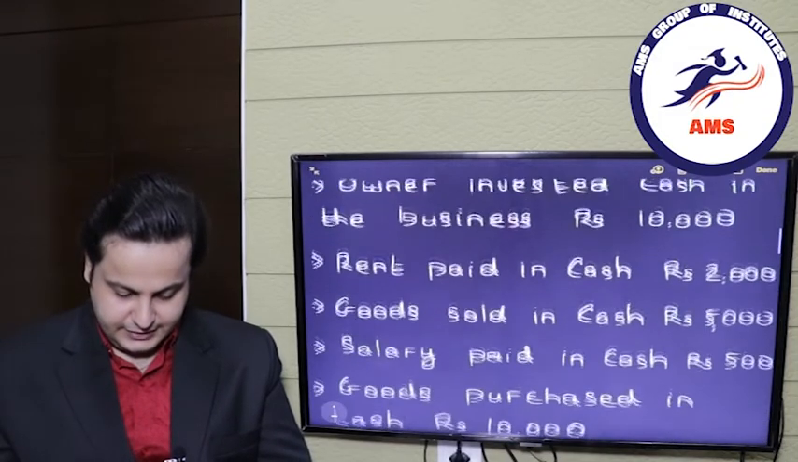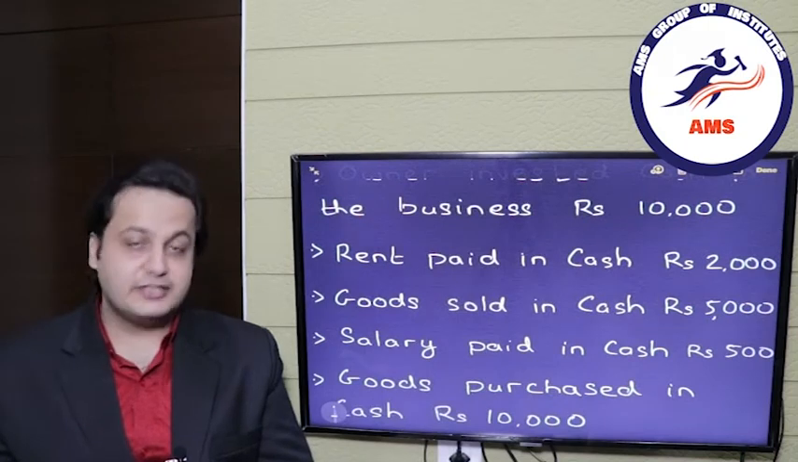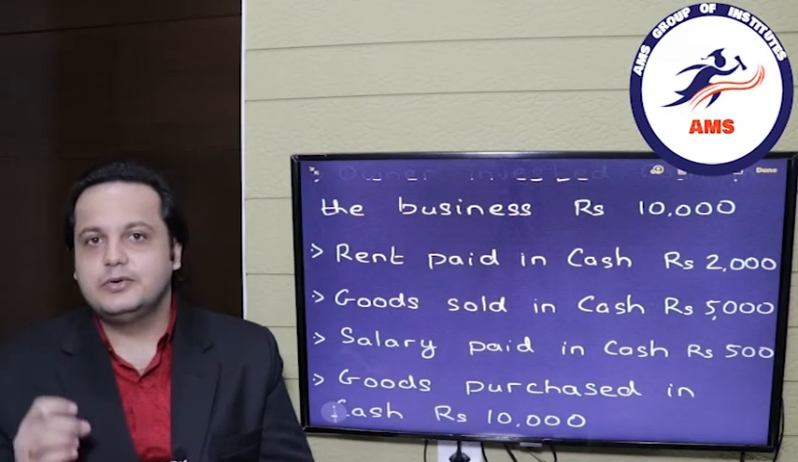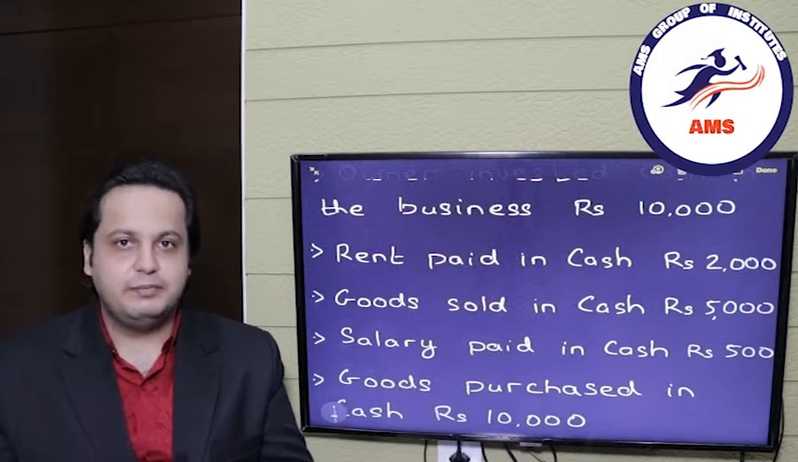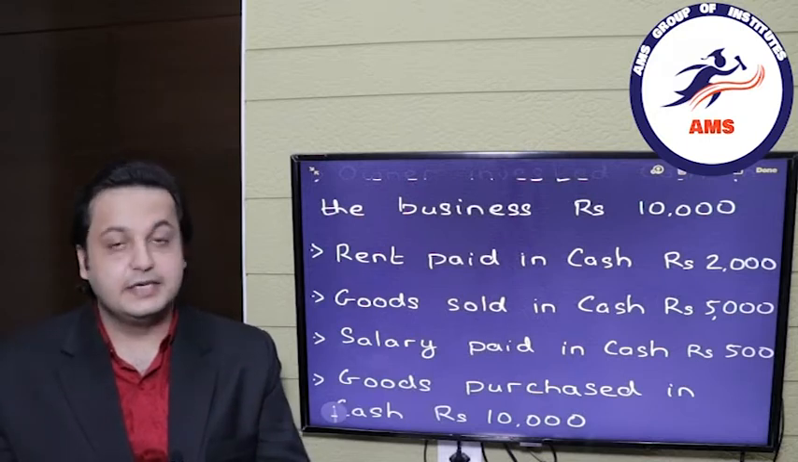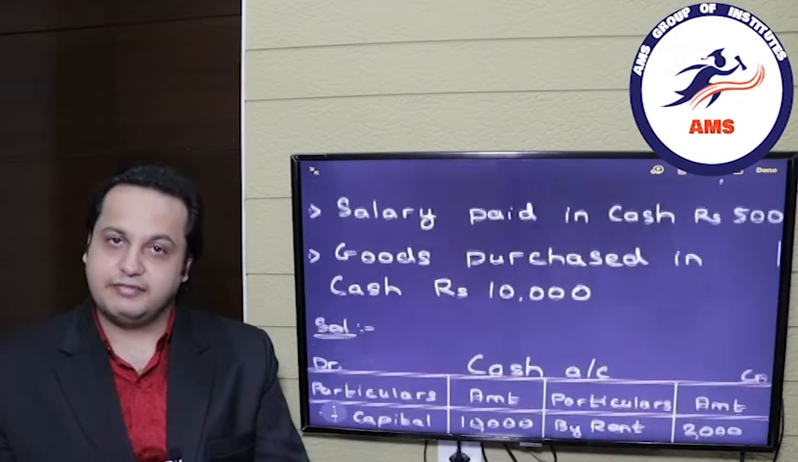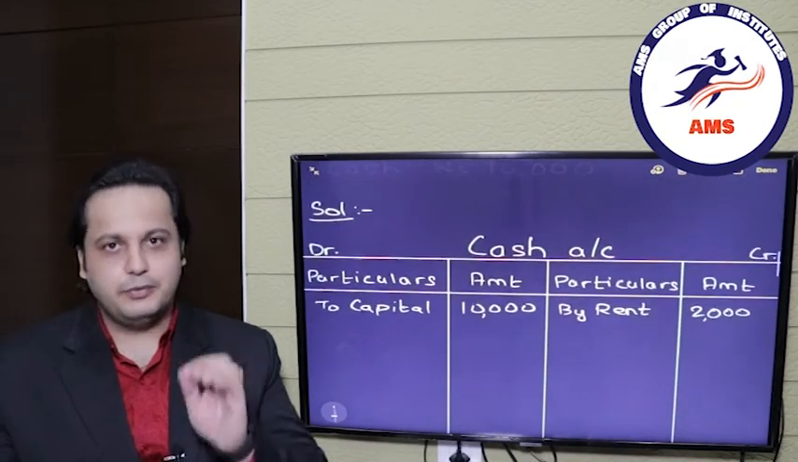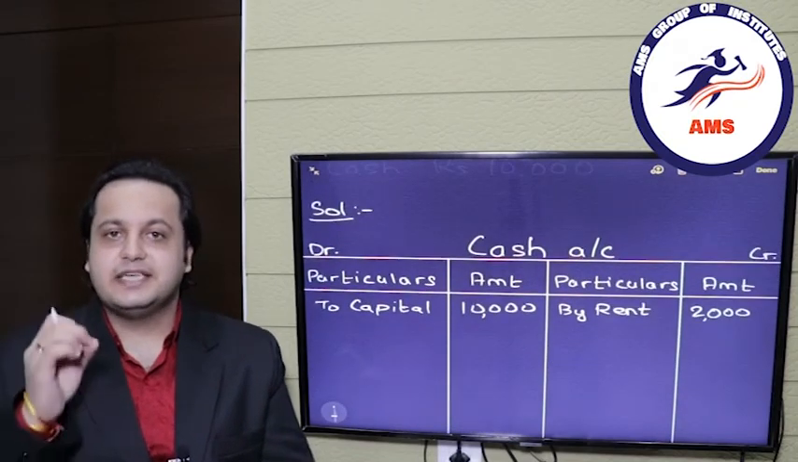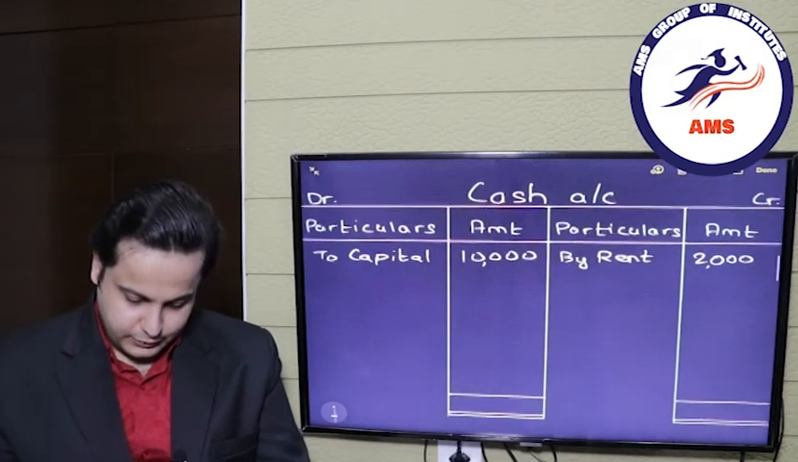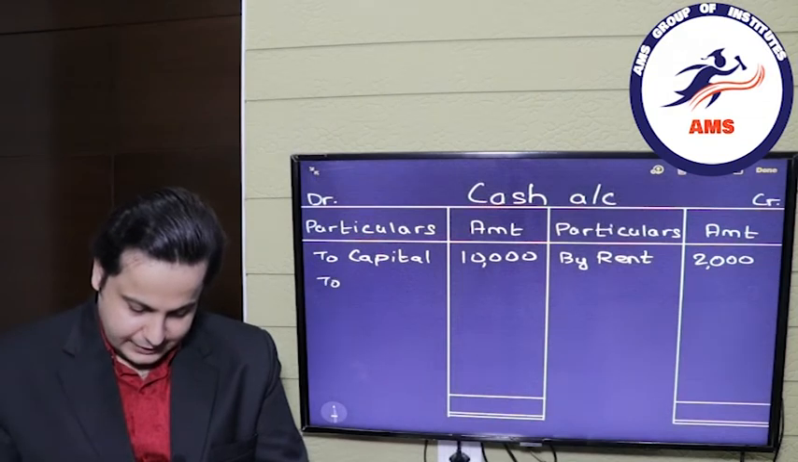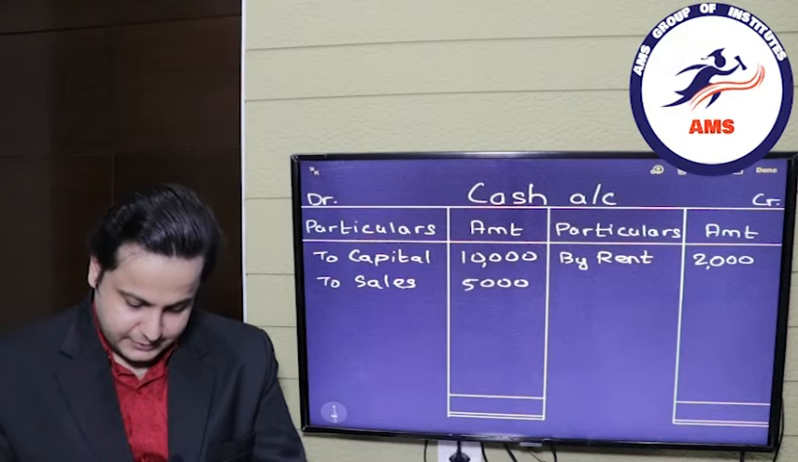Next transaction is goods sold in cash, rupees 5,000. Now some goods of our company are being sold in cash for 5,000 rupees. The entry will be by cash account debit to the sales account credit 5,000 rupees. So let's go forward with the posting. Now cash is being debited. So we will do this entry on the debit side. So to sales and the amount is 5,000 rupees.